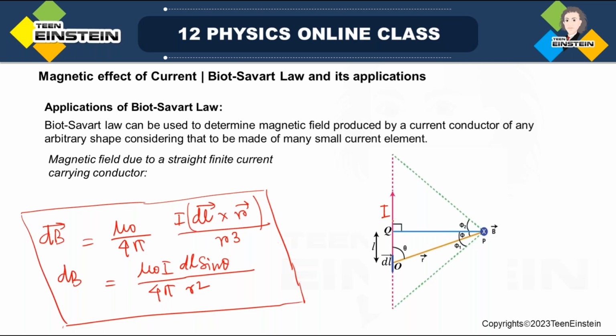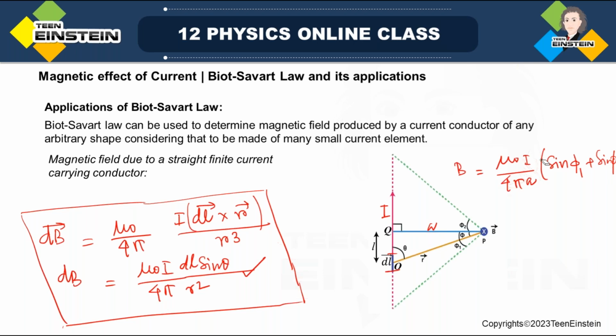For that we had just considered one element, and then we used this general formula to find out the particular formula for this straight current carrying conductor. And you know the magnetic field obtained from a straight current carrying conductor will be mu0 I by 4 pi A, sine phi 1 plus sine phi 2, where this distance PQ is A.